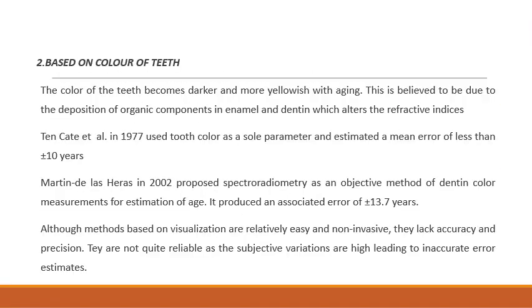So the other method is based on the color of teeth. The color of teeth becomes darker and more yellowish with aging. This is due to deposition of organic components in the enamel and dentine, which alters the refractive index. Tenkate et al. in 1977 used tooth color as a parameter and established a mean error of less than 10 years.